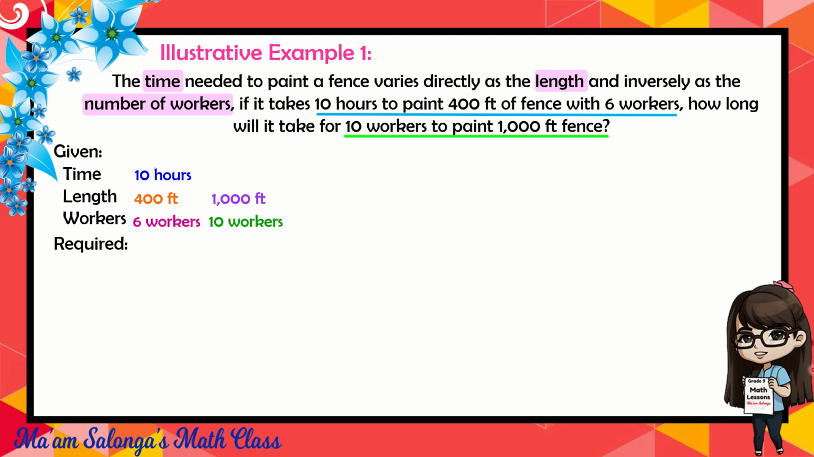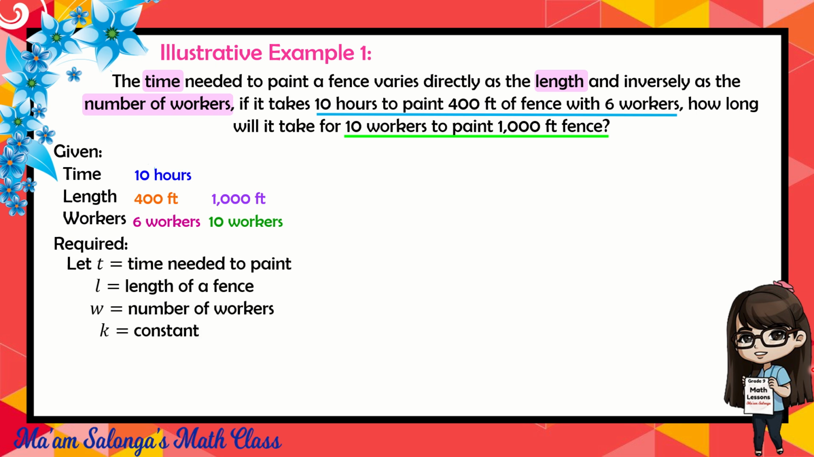So as required, we will assign variables for these quantities. Let T be equal to the time needed to paint. Let L be equal to the length of the fence. Let W be the number of workers. And let K be equal to the constant.